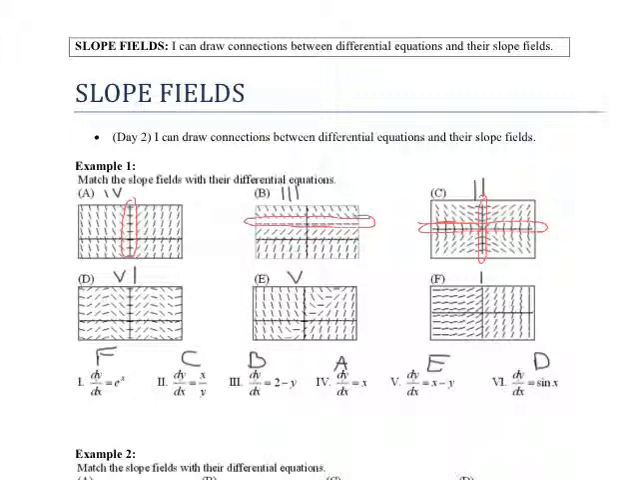Graph D I saw the periodic behavior, so I matched it with a periodic function. Graph E I matched with option 5. I noticed a slope of 0 anytime x was equal to y. So m equals 0 when x equals y. And then finally, graph F I matched with 1, and the reason for that is when x was 0, I saw that e to the x was equal to 1, and it looks like we have a slope of 1 there. Alright, try to do the same thing again with example 2.